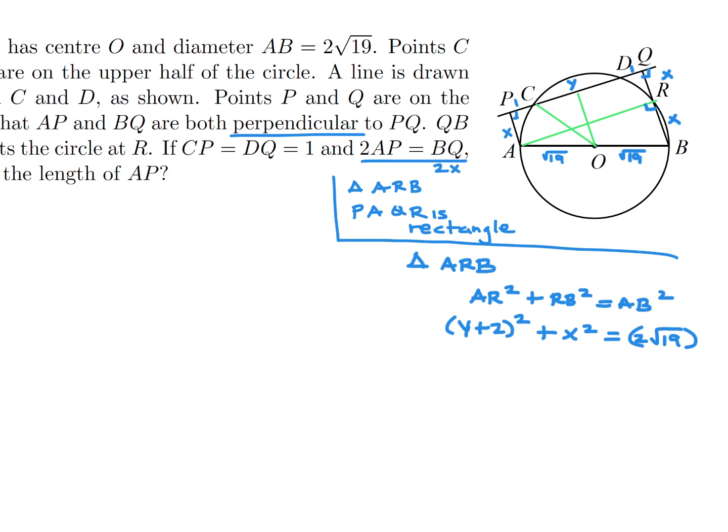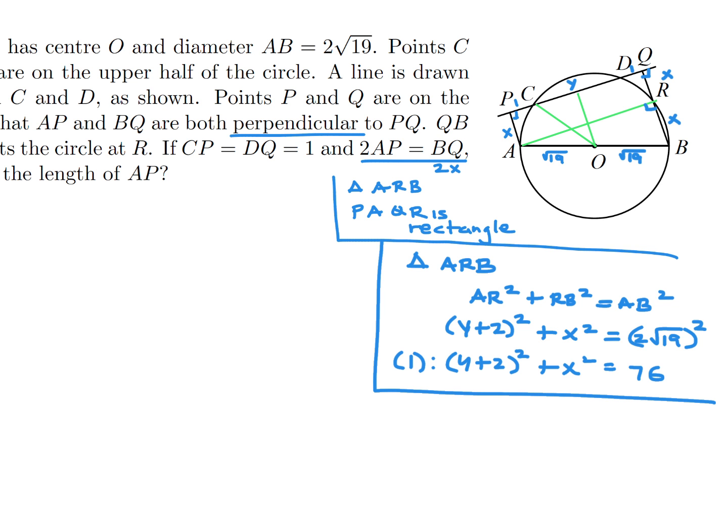We got variables, but at least I can plug it in. So this is going to be y plus 2 squared, plus x squared, equals 19 times 4, which is 76. And I think that's about as far as I can go with that. So we'll just call that equation 1 for now, and I'm certain we're going to come back to that later.